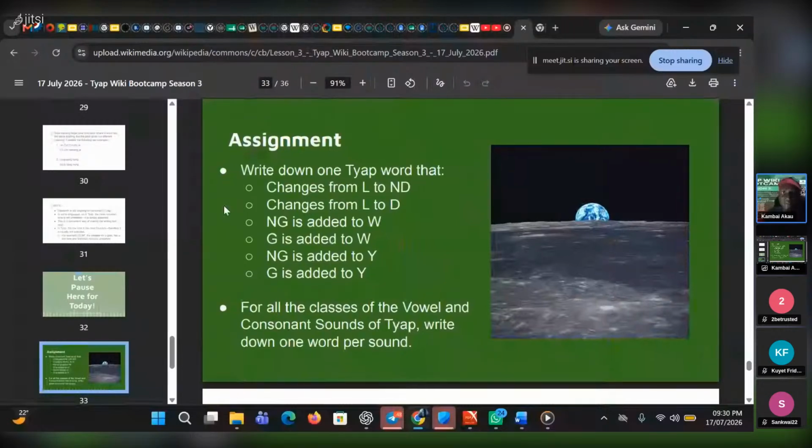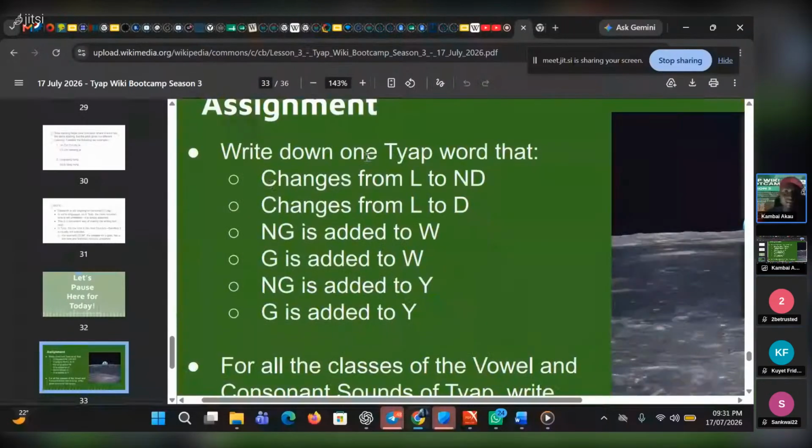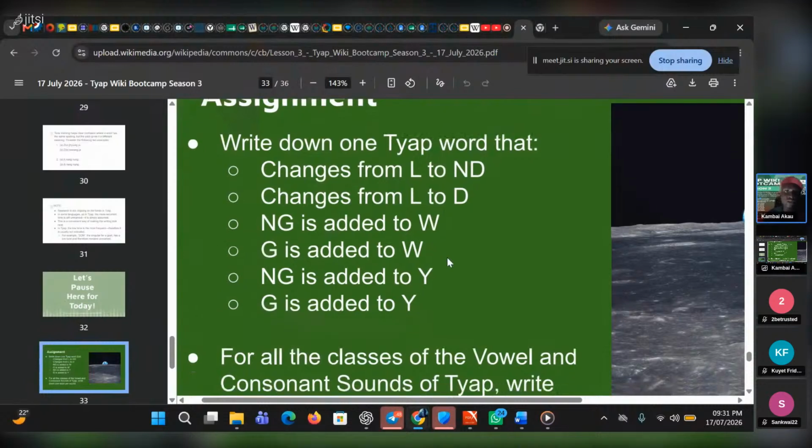The assignment is: write down one word that changes from L to D. And please don't copy from what we have already given you. Just find another word. Don't use the same one that was given to you. Find another word also that changes from L to D, and then where nga is added to W, and then where g is added to w, and then where ng is added to y, and then where g is added to y.